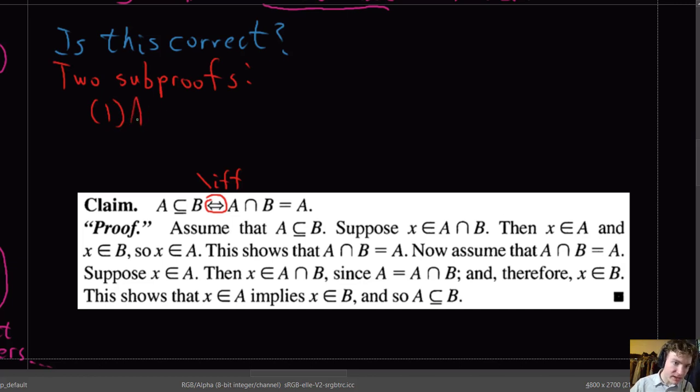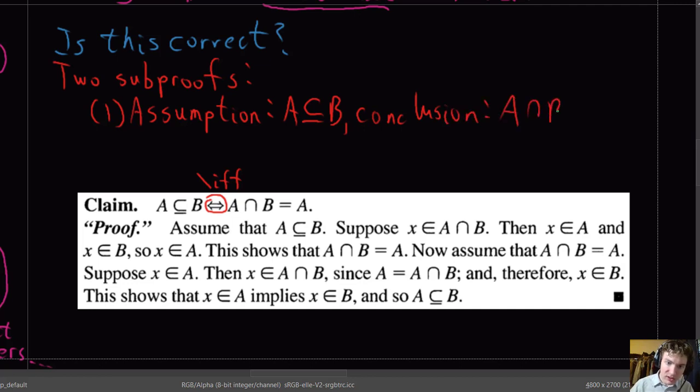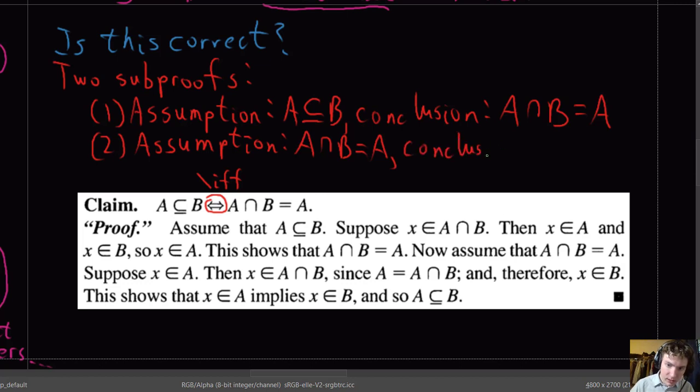So the assumption of the first subproof is that A is a subset of B, and the conclusion is A intersection B equals A. The second subproof would need to have the assumption reversed. So this is actually the converse of the original statement. So the assumption is A intersection B equals A, and the conclusion is that A is a subset of B.